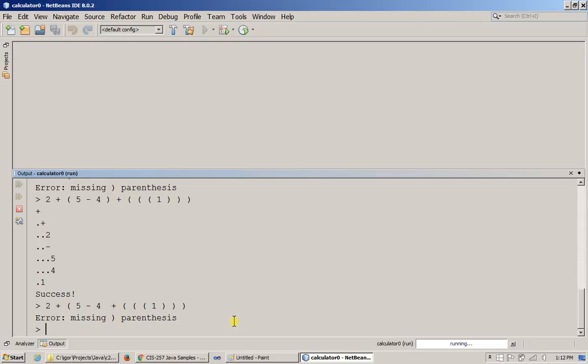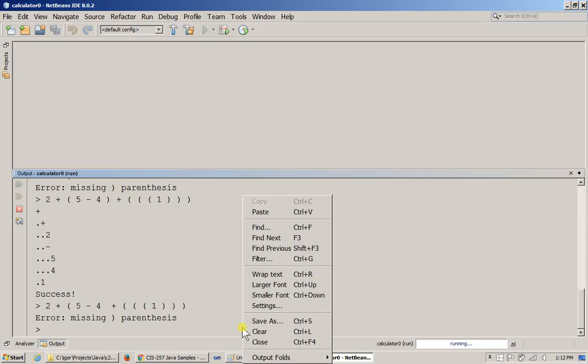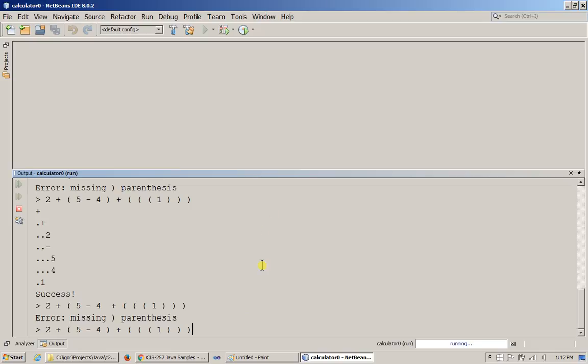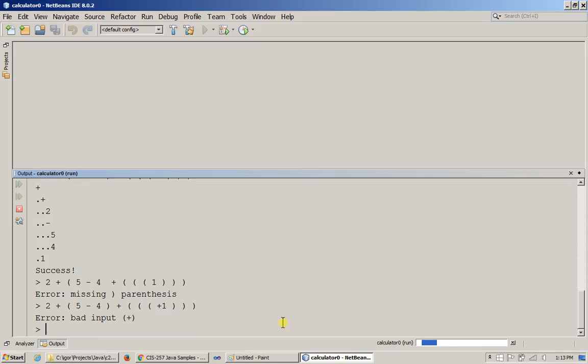Let's try something else, like, for instance, we can try to do something like this. Right now, unary operators are not supported by what I've done, so this will probably complain that something's missing around the plus sign. Let's see what it says. It says bad input plus. It basically says, oh, I just ran into something like plus, and I'm not quite sure what you meant by doing this plus. So anyway, there's some interesting variety. All right. Yes. Next question.